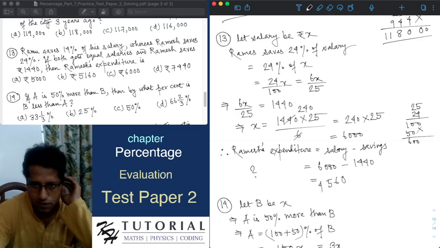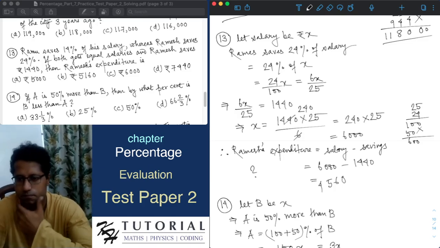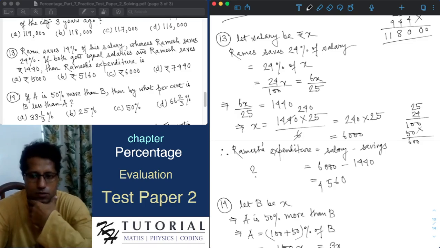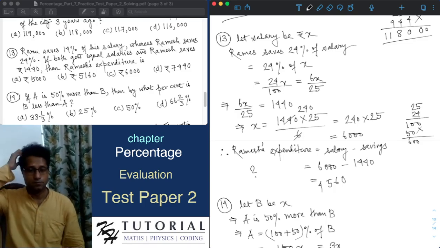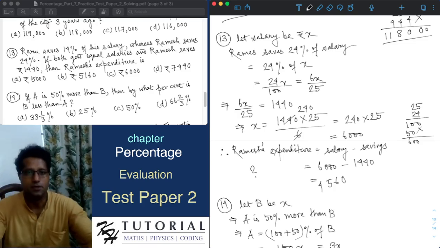Now Ramesh's expenditure should be his salary, which is 6,000, minus Ramesh's savings, which is already given to be 1440. So it should be 6,000 minus 1440, which is 4,560. This is fine, but 4,560 is not given as a choice. Let's try to find what will be Ramu's expenditure.